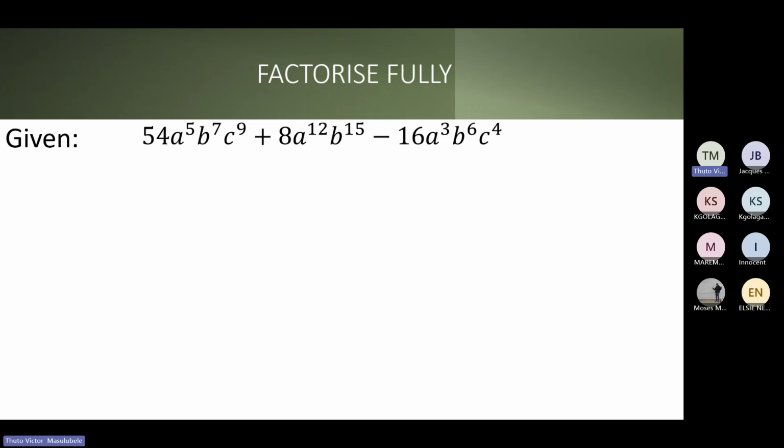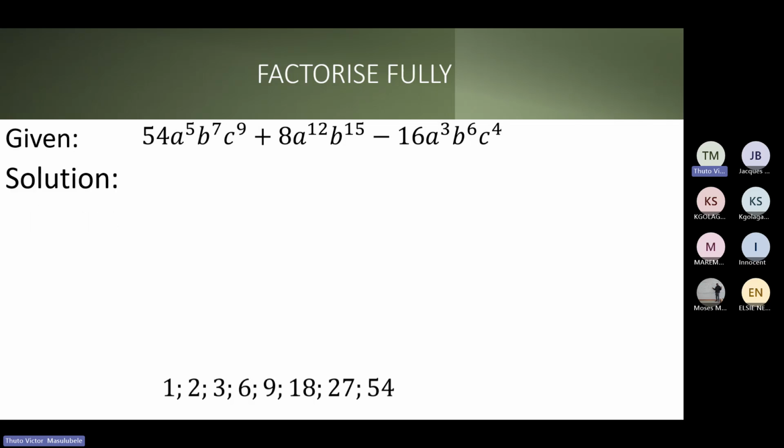Now let's move on to the next example. We are given those three terms and we're expected to factorize fully. So what do we do? We need to check what the highest common factor is in all three terms.